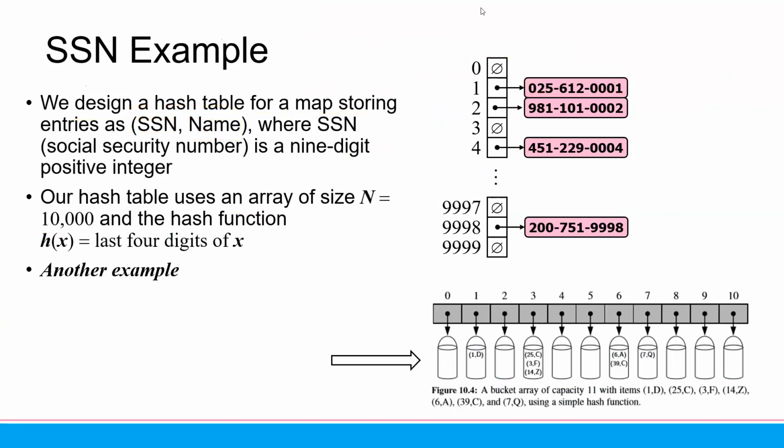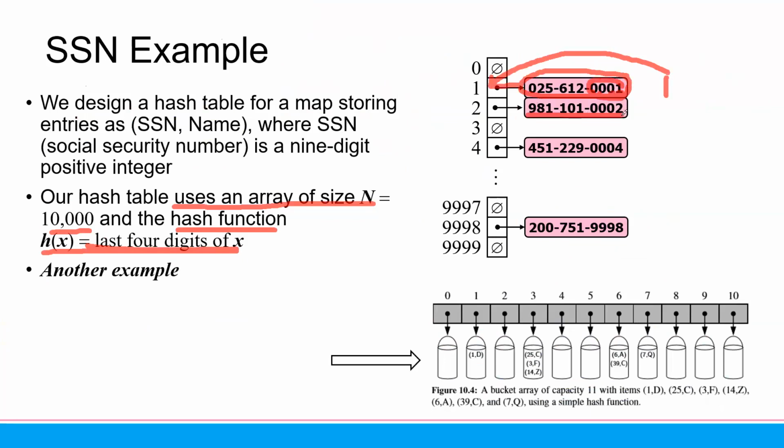So our hash table uses an array of n equals 10,000, and we have the hash function, and the hash function will be the last 4 digits of x. So we can have it like this. If the social security number is this one, we will use the last 4 digits of x. What is the last 4 digits? 0, 0, 0, 1. Then it means this number will be 1, and we will put this one into index number 1.